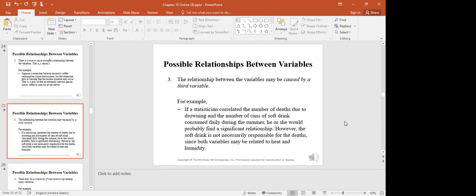The relationship between variables may also be caused by a third variable. If a statistician correlated the number of deaths due to drowning and the number of cans of soft drink consumed daily during the summer, he or she would probably find a significant relationship. However, the soft drink is not necessarily responsible for the deaths, since both variables may be related to heat and humidity. So there is a third cause of the relation between the number of deaths due to drowning and the number of cans of soft drink consumed daily.